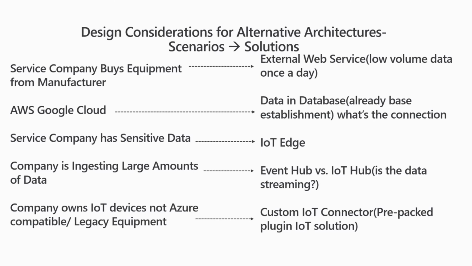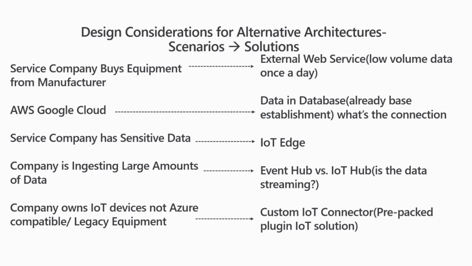And so, for instance, if a service company buys equipment from a manufacturer, perhaps we can use an external web service that has low volume data, perhaps once a day, or they could be using AWS or Google Cloud. They may already have a database that's already established. We can determine, well, what's the connection? If the service company has sensitive data, we may want to consider IoT Edge as a solution, possibly.